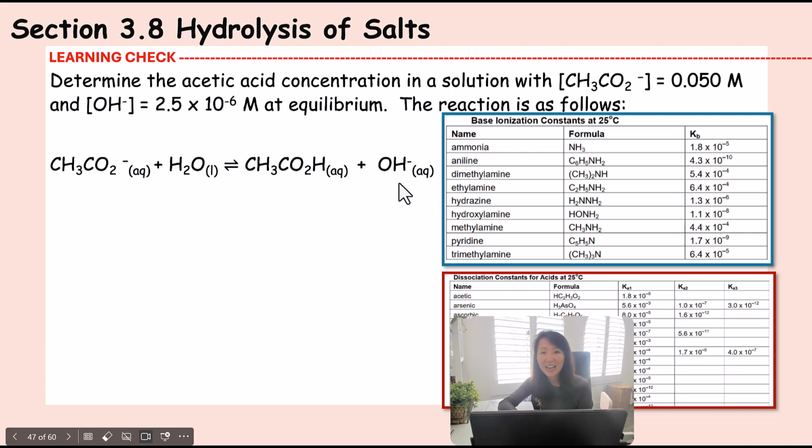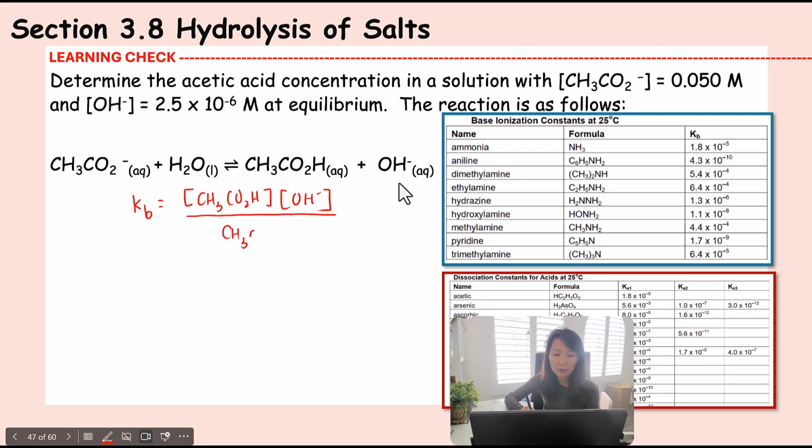Now we can say Kb, since this is acting as a base, is equal to the concentration of hydroxide all over its counterpart here. And we want to know the concentration of the acetic acid. We actually have almost everything.